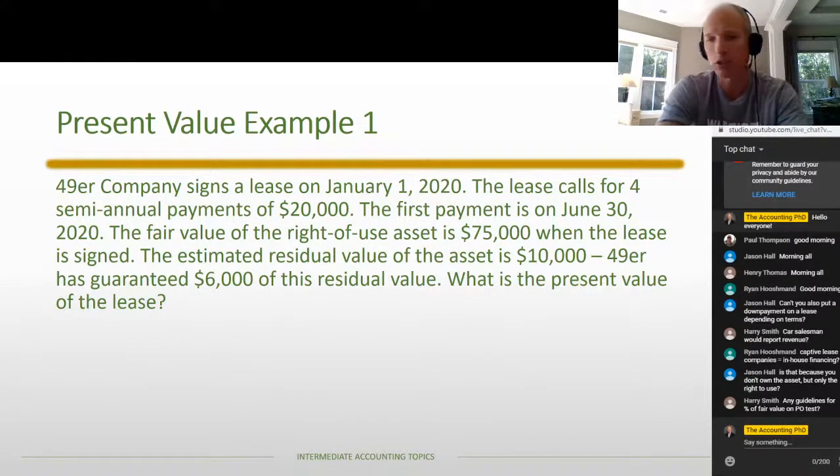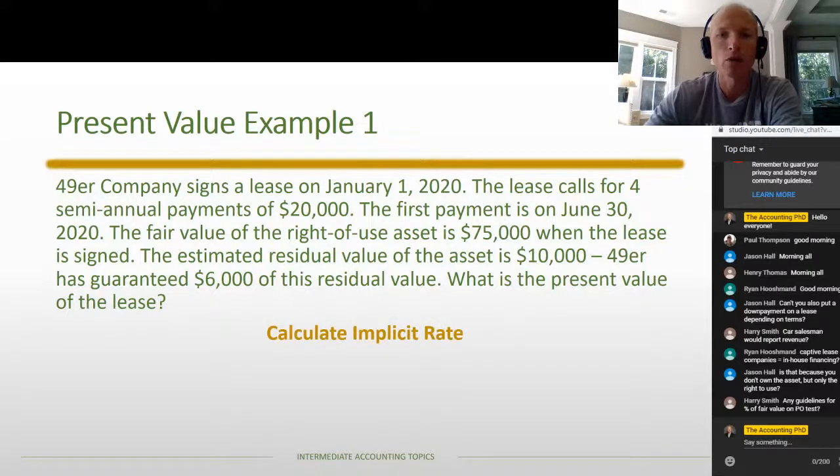And so you might be asking yourself, do I need to be able to read something like this and calculate a present value on the test? Absolutely, you do. Now, there's going to be one or two of these. There's not going to be 20 of these. But you do need to be able to calculate a present value.